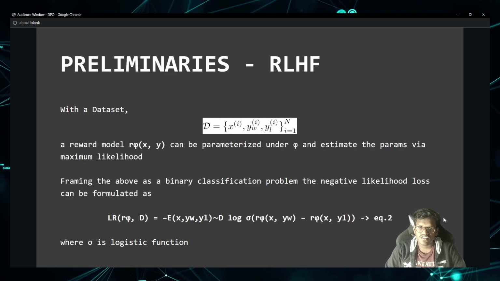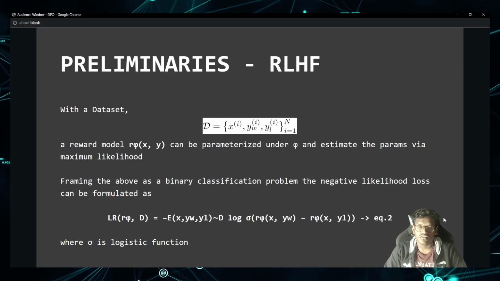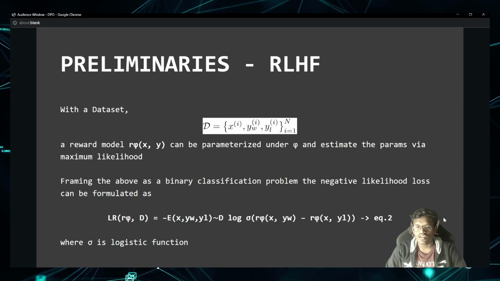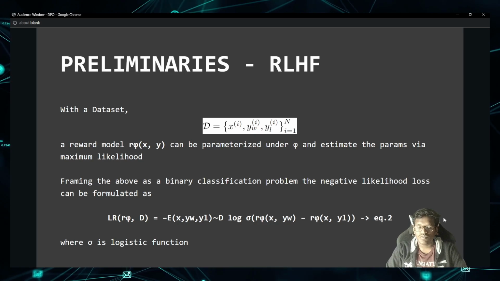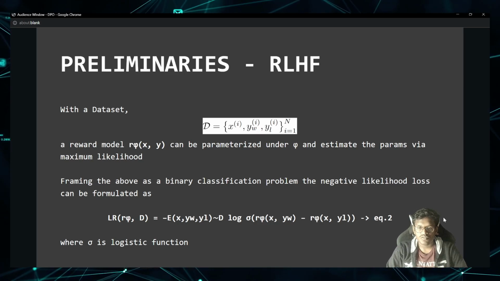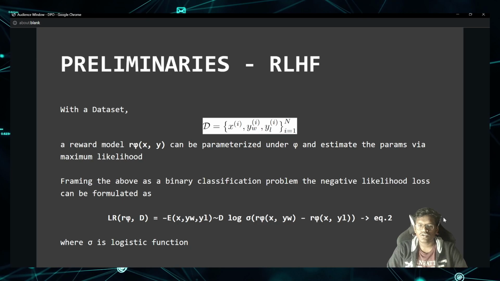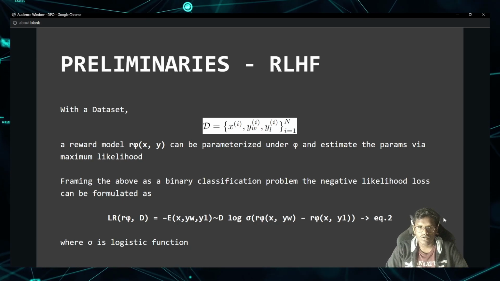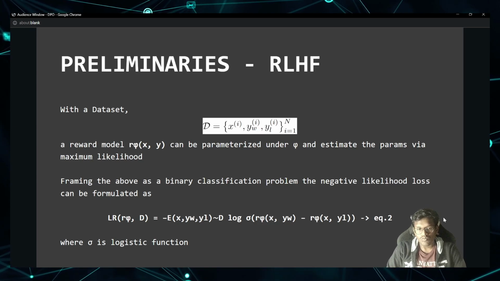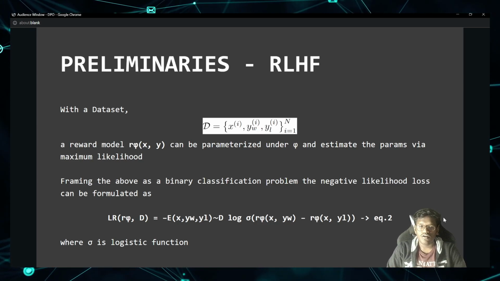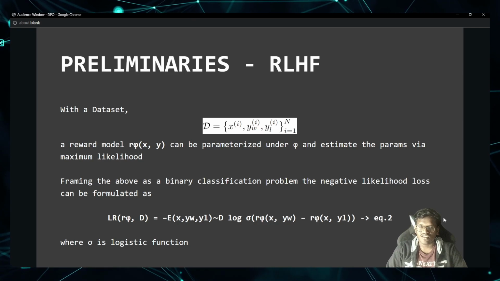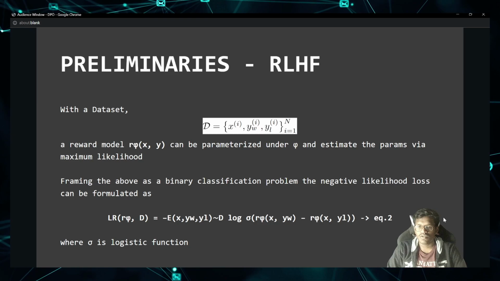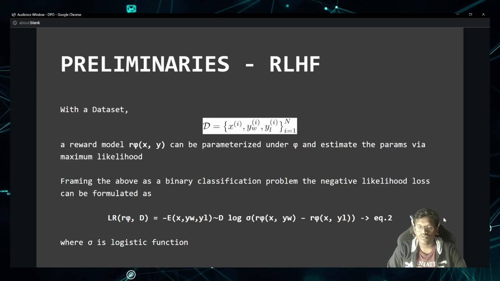We have the dataset in the following dictionary way. It will be xi, ywi, yli, where xi is your input, yw is your preferred response, and yl is your dispreferred response. I equal to 1 to n means however many data points there are, that much data will be here. For this, a reward model r phi of x comma y can be parameterized under phi, and then we'll estimate the parameters via the maximum likelihood algorithm.